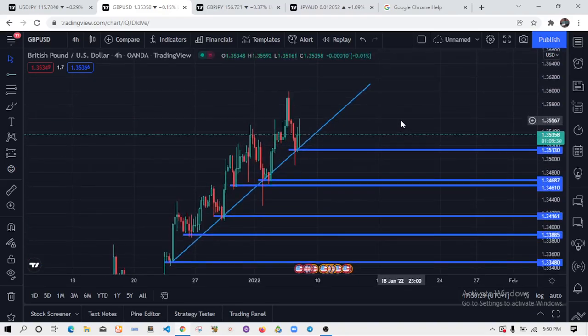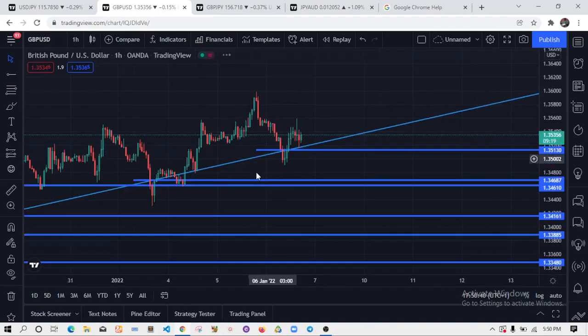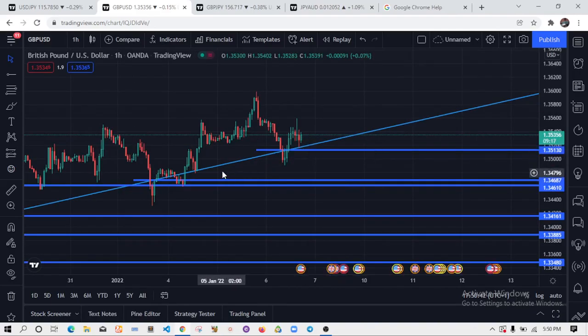After this we have to go down to our entry time frame. Maybe if you are using 15 minutes time frame or 1 hour time frame or any time frame at all, I'm going to use 1 hour time frame on this trade. So now I'm on my 1 hour time frame. Okay, so I want you to pay attention to this.